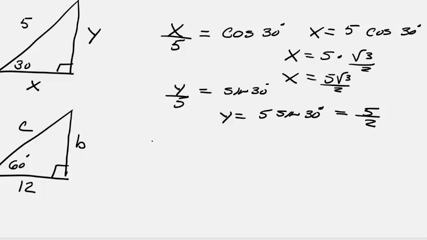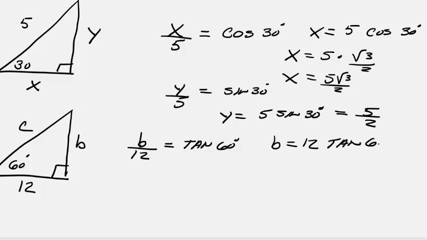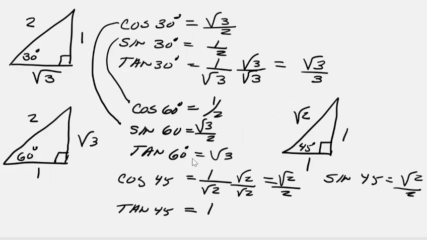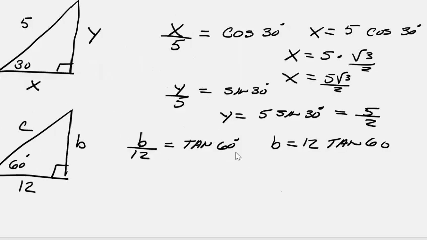Let's find b first. Well, we could say that b over 12, opposite divided by adjacent by definition, is equal to the tangent of 60 degrees. We use algebra, we solve for b. b is equal to 12 times the tangent of 60 degrees. But if we go back to our picture, what was the tangent of 60 degrees? Well, it's the square root of 3. So can we not just use the square root of 3 and say that b is equal to 12 times the square root of 3?